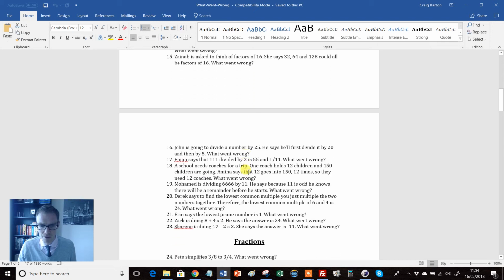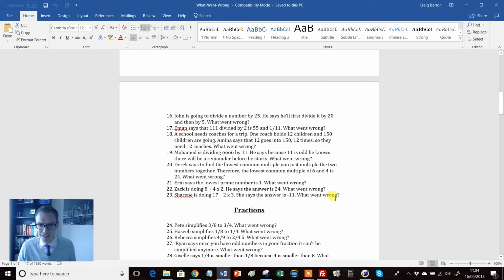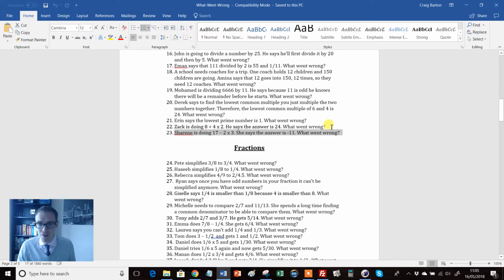There's another one I really liked here. Shireen is doing 17 minus 2 times 3, and she says the answer is minus 11. What went wrong? What's she done there? And that one there, another BIDMAS related one. Then we get one with a prime number. Erin says the lowest prime number is 1.